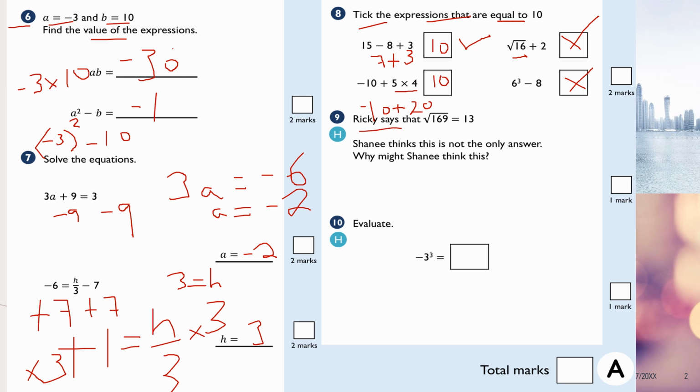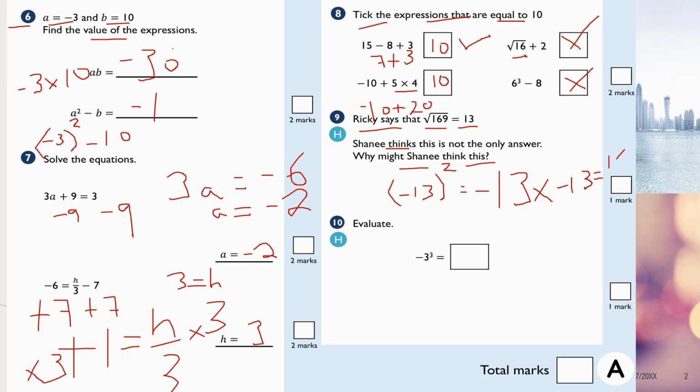Ricky says that the square root of 169 is equal to 13. Shane thinks this is not the only answer. Why is he thinking this? Well, Shane might think that minus 13 squared is minus 13 times minus 13. A negative times a negative makes a positive, so that also gives you 169. So check it if you're unsure.